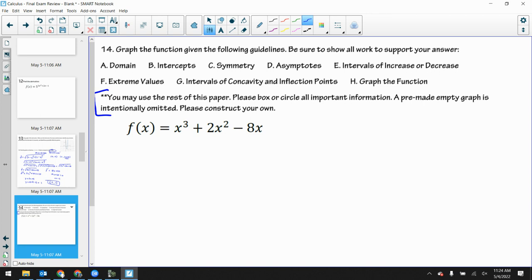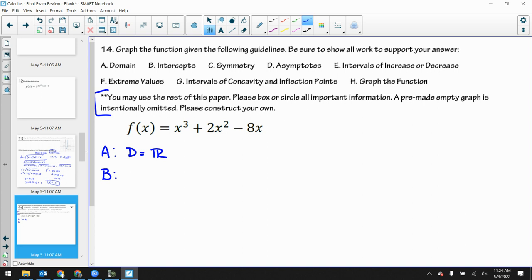All right, so first thing I've got to do is find the domain. A says find the domain. Well, the domain here is pretty easy. The domain is all real numbers because it's a polynomial. B, the intercepts.